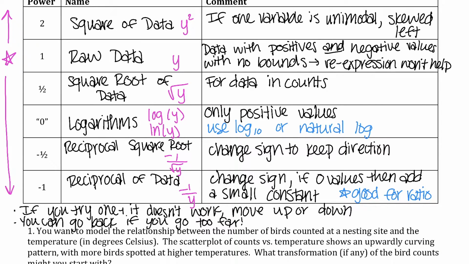Like I said, you start with the raw data. You can move up or down. If you try one and it doesn't work, just keep moving. Okay, so you look at the scatter plot, you look at the residual plot, and either it looks good or you're like, I should probably try something else. And if you go too far and you're like, well, that really didn't change anything, you can always go back to the step before, and it's no big deal.